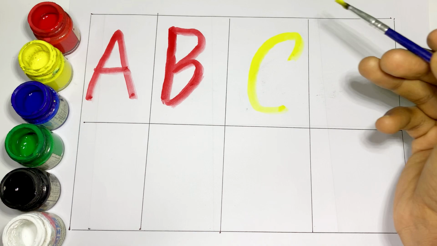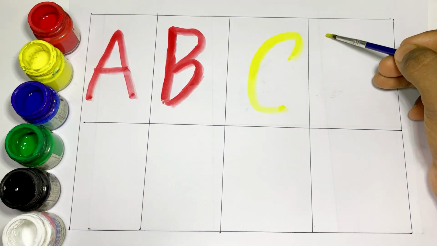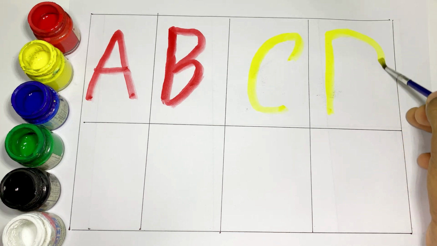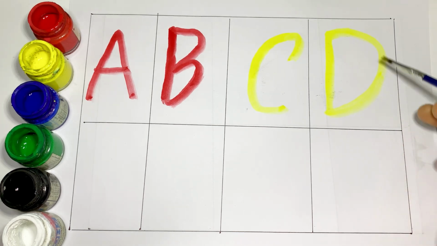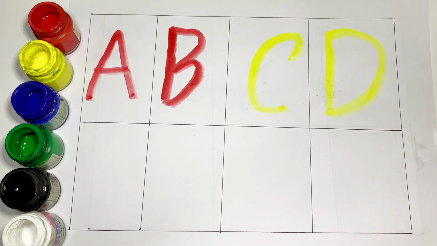The alphabet C. Kids, again use yellow color and draw D. D for dog, D for doll. The alphabet D. Next is E.